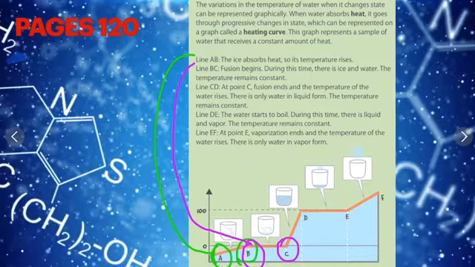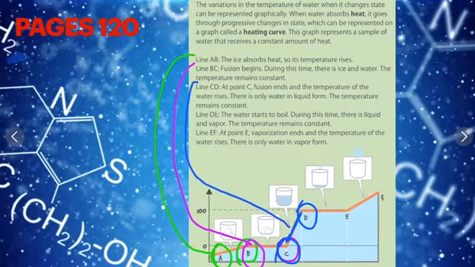Line CD, at point C, fusion ends and the temperature of the water rises. So that means right here, at this point, the water rises. There is only water in liquid form. So right here, it rises, and there's only water in the glass. This is only water in liquid form, okay? That means that from C to D, right here, there is only water, okay?